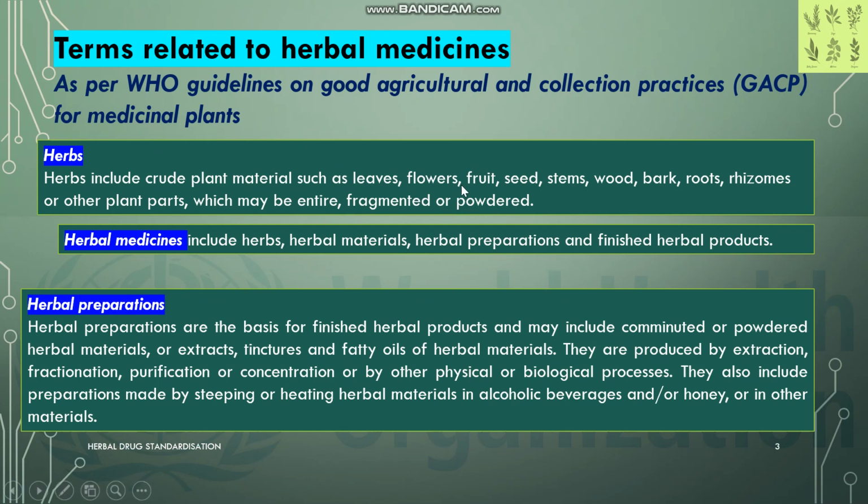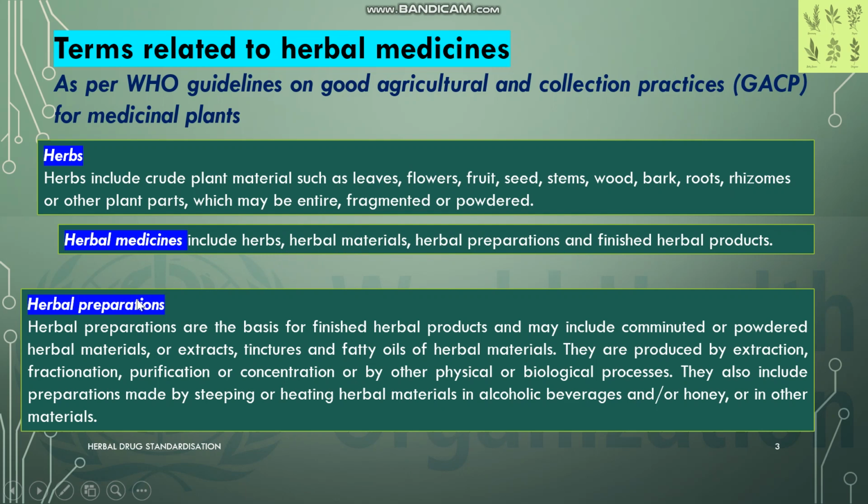First of all, there are different terms related to herbal medicine, the herbs or the herbal preparation. As per WHO guidelines on good agricultural and collection practices for medicinal plants, herb may be defined as any plant material such as leaf, flower, fruit, stem, wood, bark, etc., which may be entire, fragmented, or in powdered form. So that is the simple definition of herb as per WHO. The next definition, of herbal medicine as per WHO again, includes the herb, herbal materials, herbal preparation, and also finished herbal products.